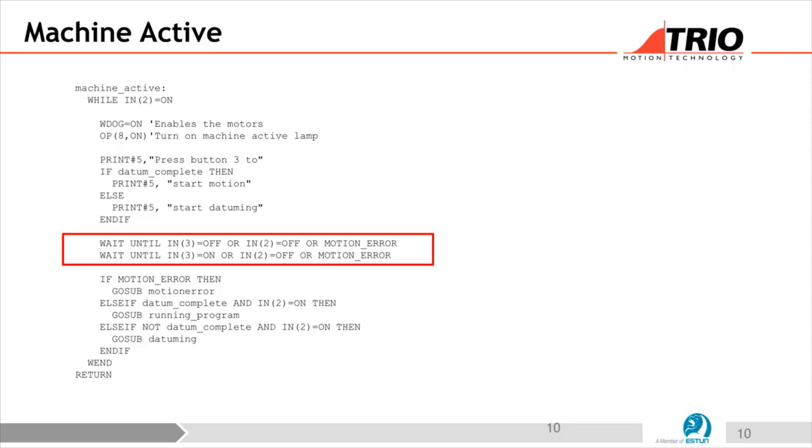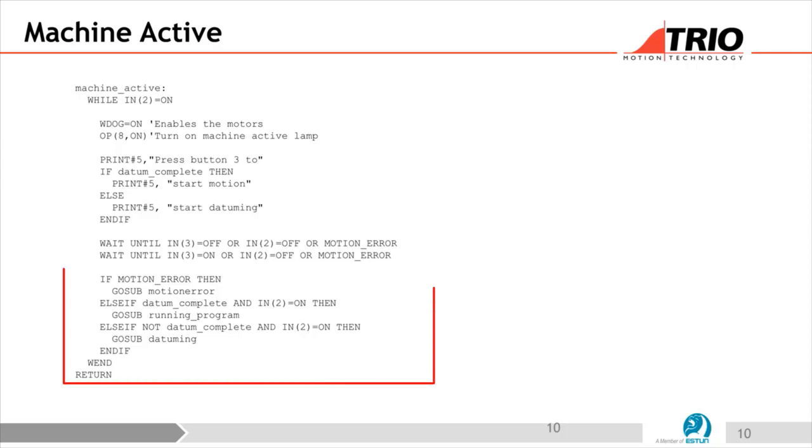But these waits and tills also have a condition so that if input 2 goes off, it knows it needs to go back to the disabled state. And if there's a motion error, it knows it has to go to the error state, so it's looking for that as well. So if it comes out of these two waits, it could be one of three things: it's in error, or we've turned it off and it wants to go disabled again, or we actually want to start the motion. And this bit here is the one that decides that.